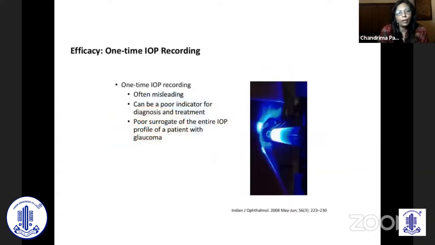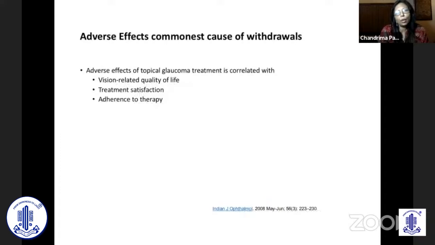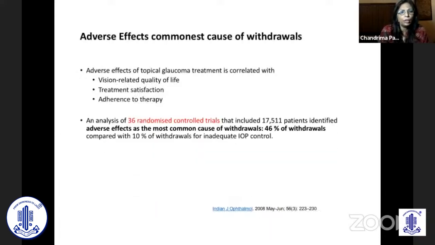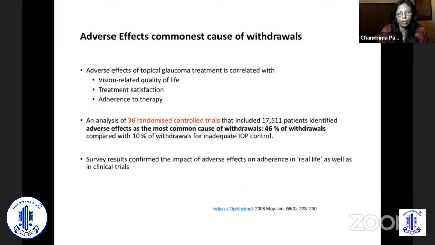One-time IOP recording is often misleading, can be a poor indicator for diagnosis and treatment, and a poor surrogate of the entire IOP profile of a patient with glaucoma. So a drug with proven 24-hour IOP control is actually what we are looking for. The commonest adverse effects have already been spoken about, so I don't need to go through them in detail. I just would like to share this analysis of 36 randomized controlled trials that included 17,511 patients, which identified adverse effects as the most common cause of withdrawals: 46% of withdrawals compared to 10% for inadequate intraocular pressure control.